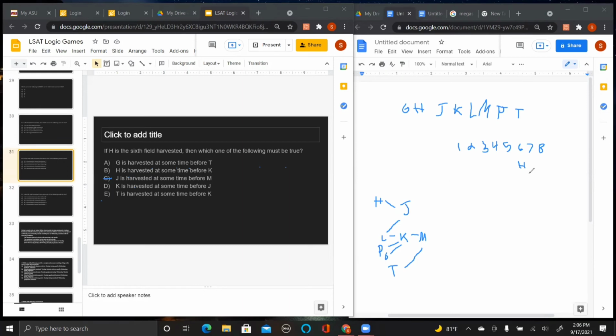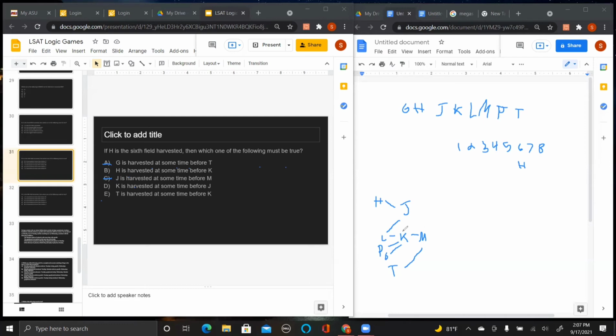But what then do we get if J and M are all the way over there? Let's just look at the options, because I'm not seeing anything that really follows just from the rules. I know that K has to be like 4th or 5th, but it can be either. It can be 4th and T can go 5th. But we've already dealt with H, J, and M, so we're mostly just dealing with this right here. G is harvested at some time before T. Not necessarily, because again, this is stretchy. T can go first, and then we can have L, P, G, K. That would be fine.